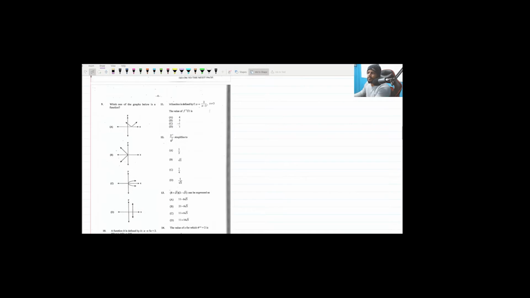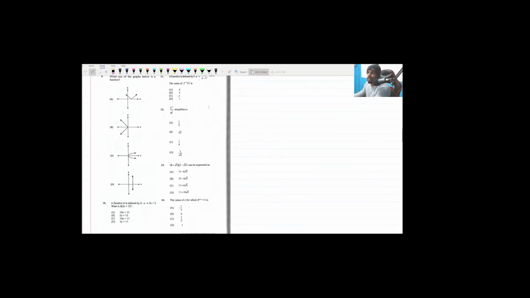Number 9, which of the following is a function? A graph is a function if it satisfies the vertical line test and it cuts at only one point, A.